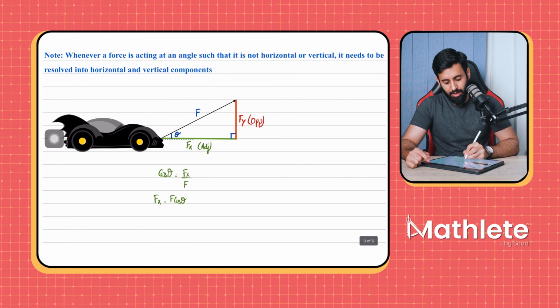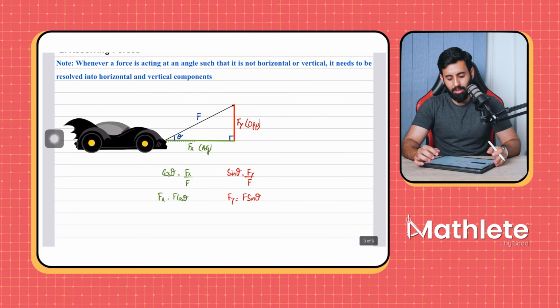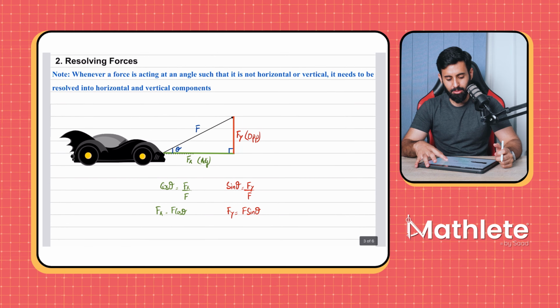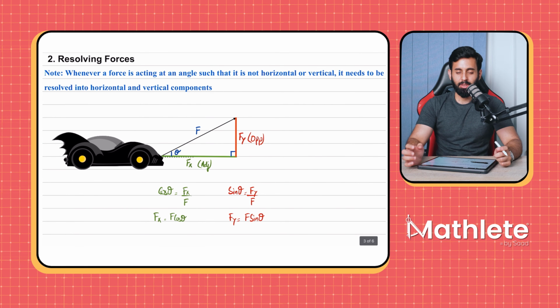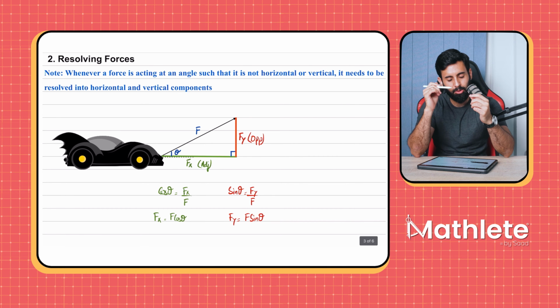Just like that, if I want to find out Fy, I'll have to use sine. So sine theta equals opposite, which is Fy over F, which means Fy equals F sine theta. So there you go. That's it. That is how you resolve forces. Now, I should at this point give you a shortcut. Not a shortcut, but something that will help you remember which component is going to be what. So it's either sine or cos.